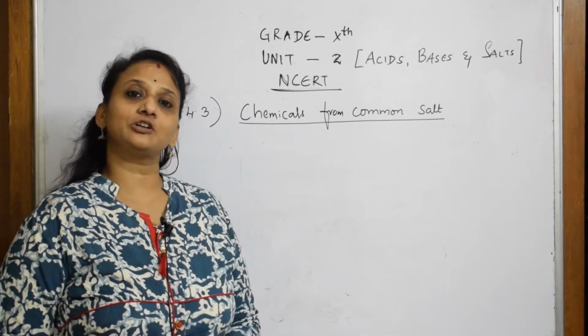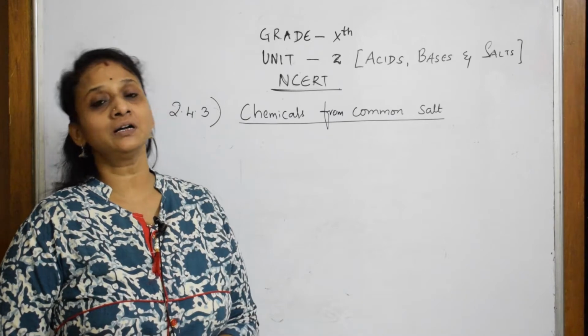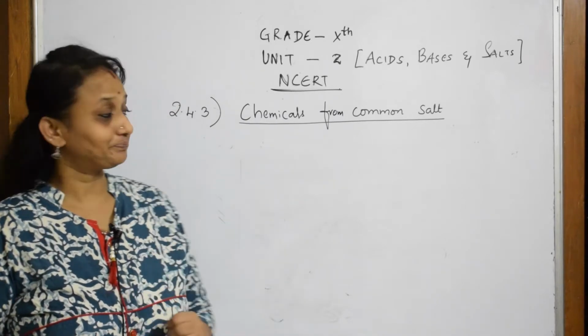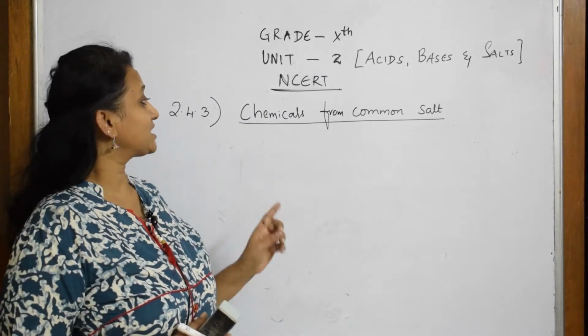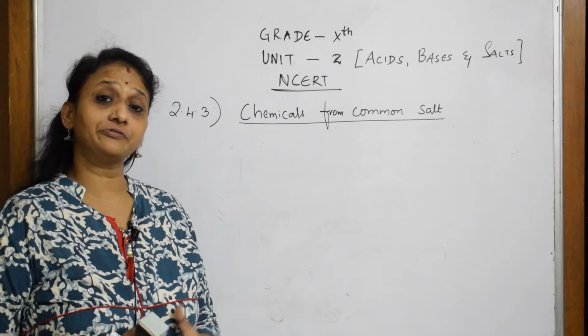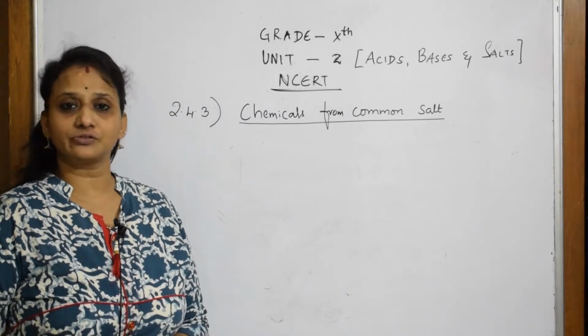There's one more concept called the pH scale or the pH paper. That concept also is taught. We are almost coming to the end of the chapter, right? Today we will see what actually are the chemicals from common salt. What are we going to get? How? What are the different compounds which are produced from common salt?